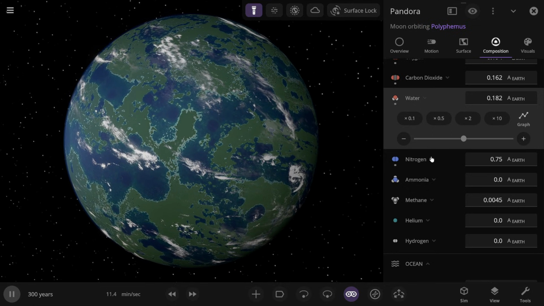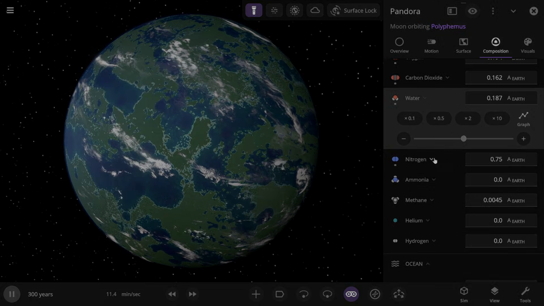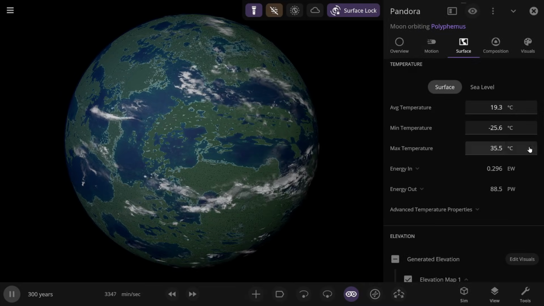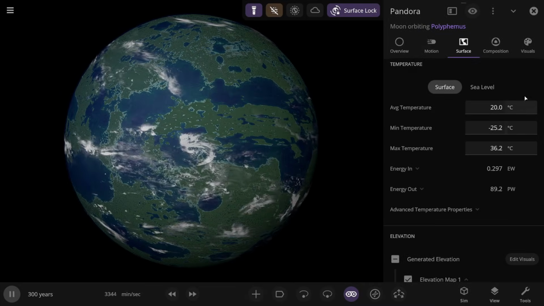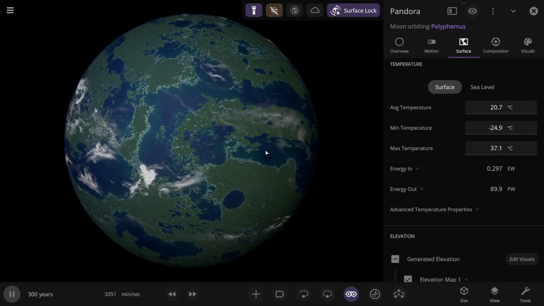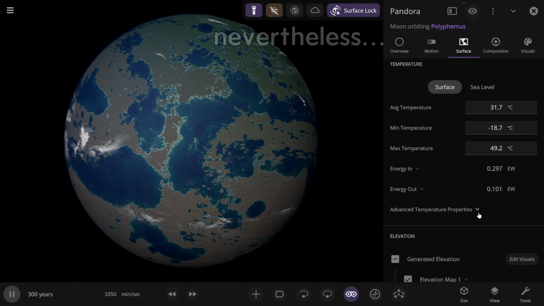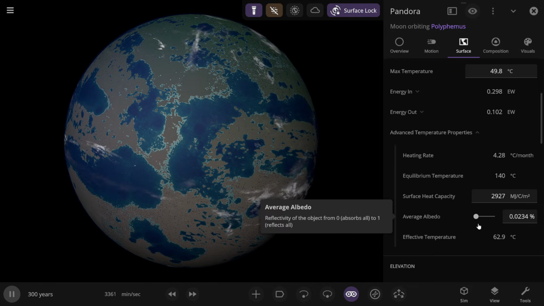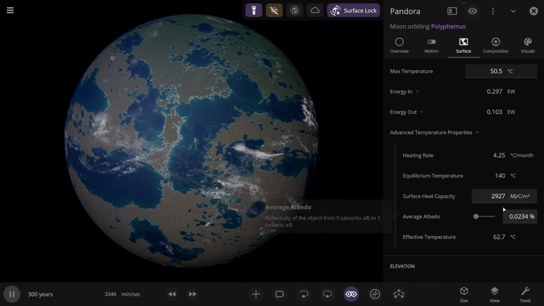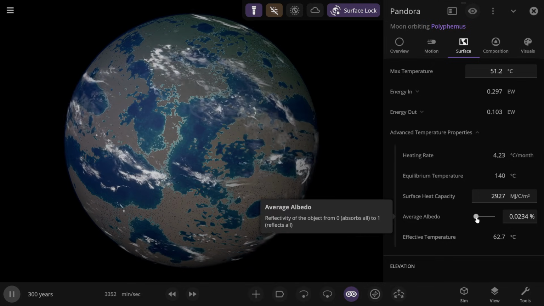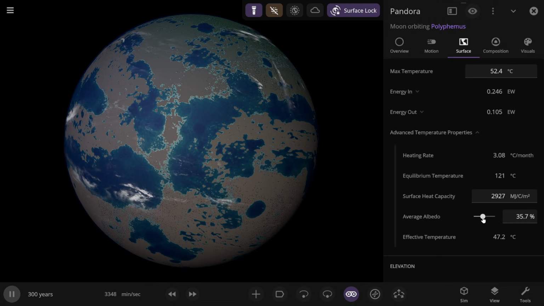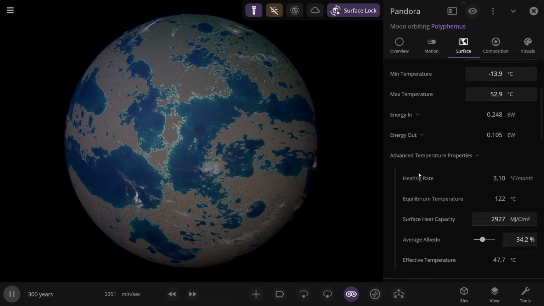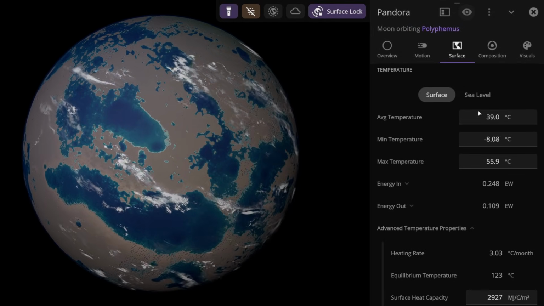Well, anyway, I need to fast forward time and see what we get in the end. So time is passing, and the temperature seems to be rising now, but it's not critical enough for the liquid water to evaporate. Yeah, the temperature is high, it's getting way too high. I need to use the average albedo, which is set to almost zero here. That means all the sun's rays are hitting this moon. Let's set this value to around 34%, which is close to Earth's values. And the temperature is still rising.